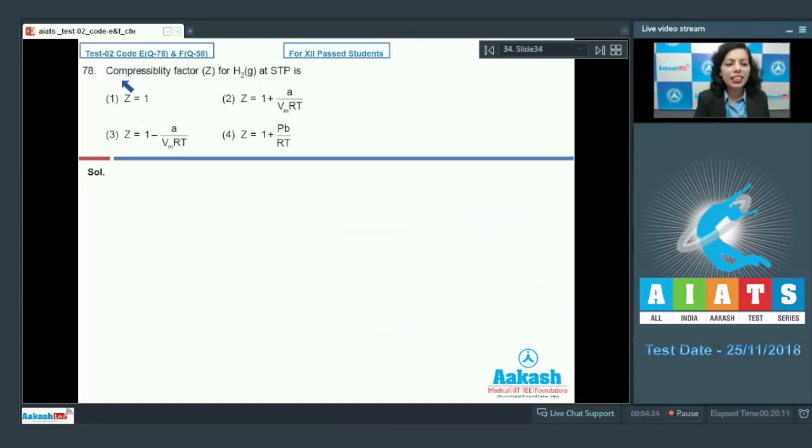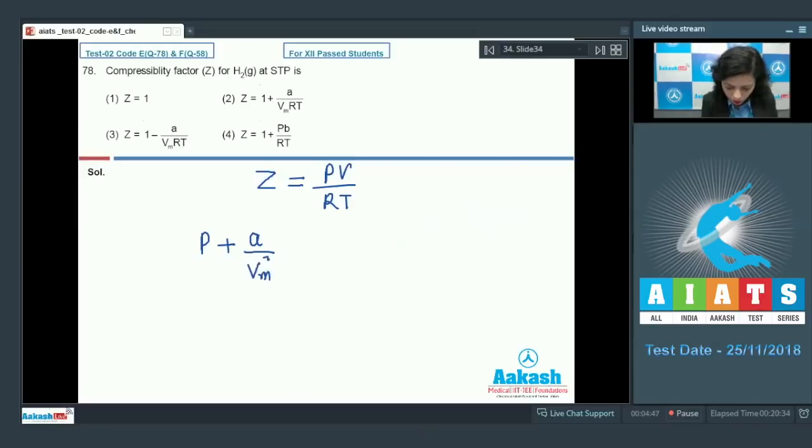Now we have question number 78. The compressibility factor Z for hydrogen gas at STP is? Now the first question is, what is this Z value? This Z value is the ratio of PV to RT for 1 mole of the gas. Now we should know that hydrogen is a real gas. So in this case, we always follow the real gas equation, that is, this is the expression for pressure, and after volume correction this becomes V minus B and it should be equal to RT.